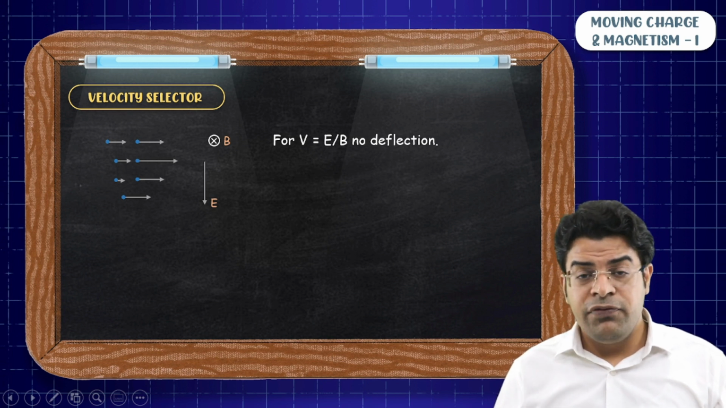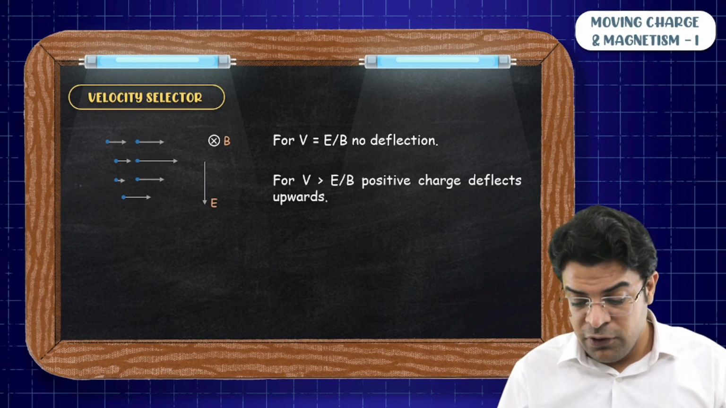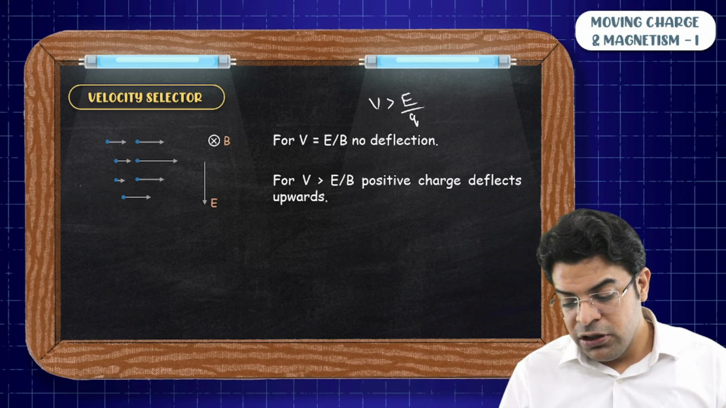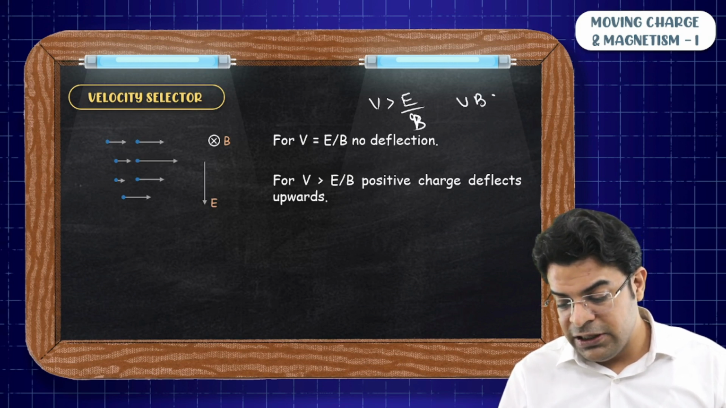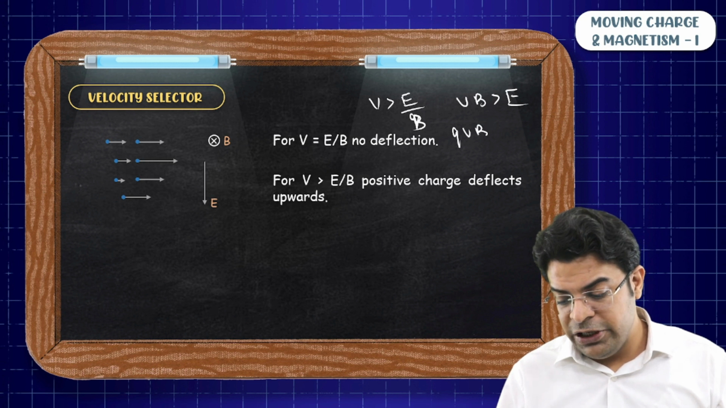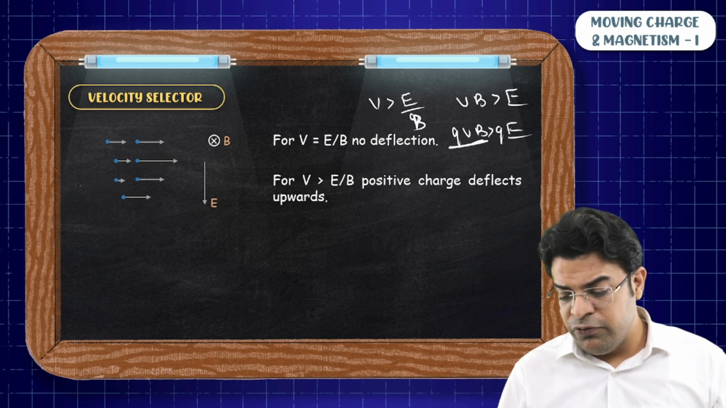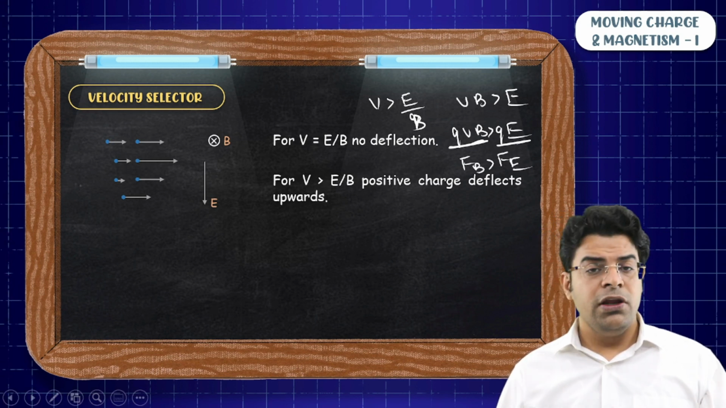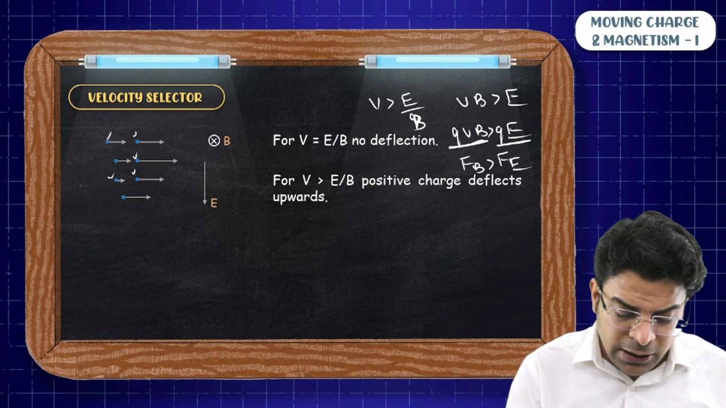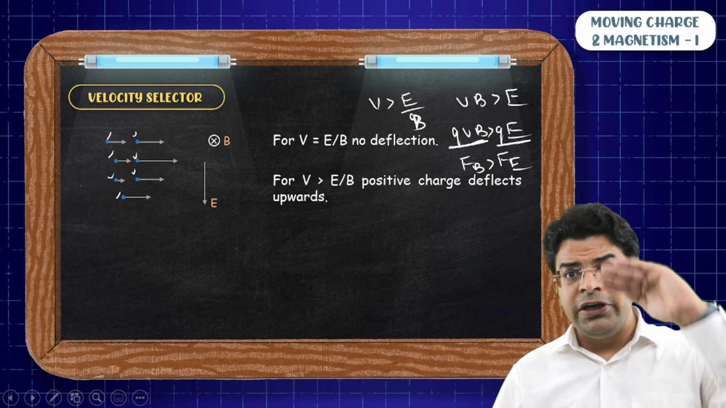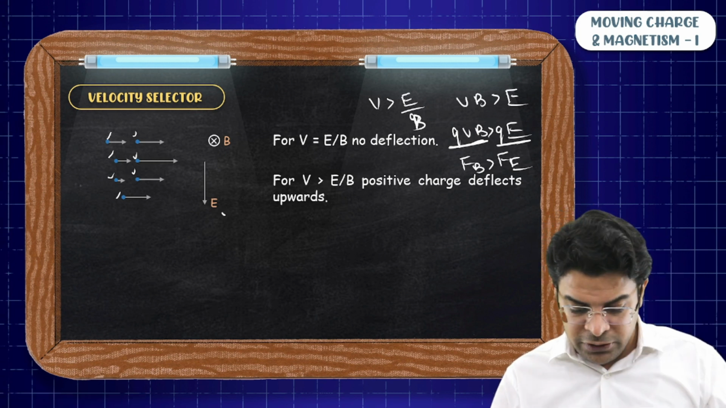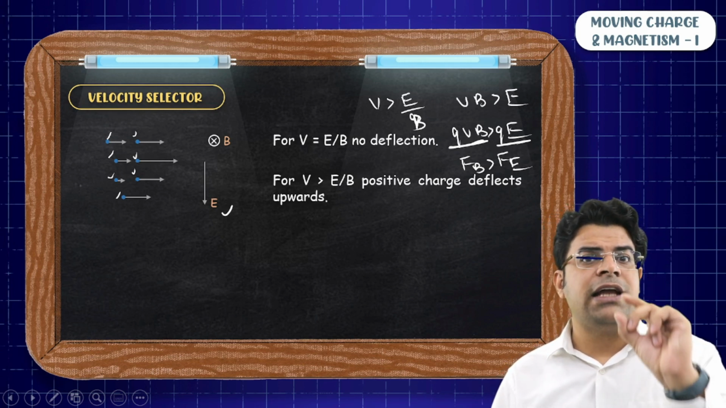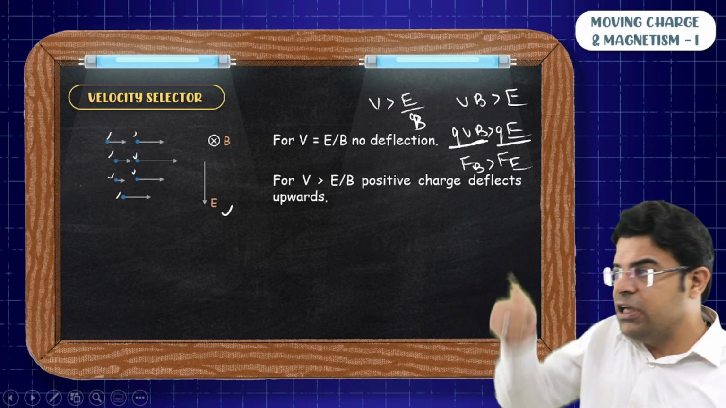By the way, if you have got another charged particle for which speed is greater than E by B, think of it as V into B is greater than E. So Q into VB is greater than QE. It means that the magnetic force is greater than the electric force. If let's say the charged particles we are talking about here are positive, what will be the direction of electric force on them? Downward, because they are positive charges, they will have force in the direction of field. What will be the direction of magnetic force? Sir, Q into V cross B, upward.